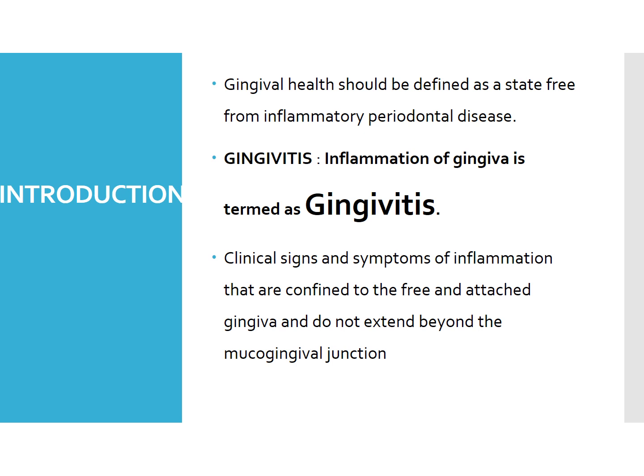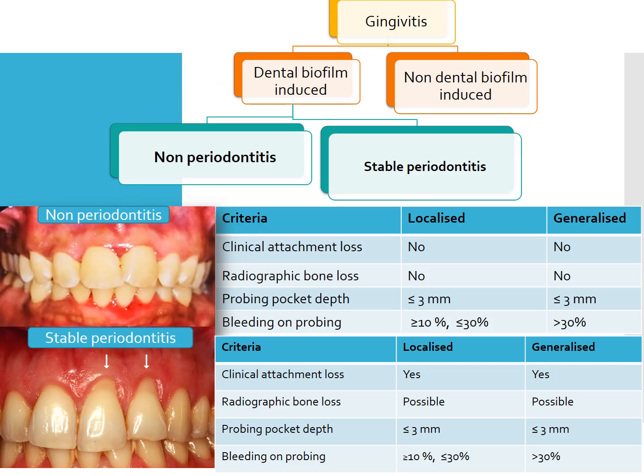Introduction. Gingival health should be defined as a state which is free from inflammation. So when there is inflammation of the gingiva, it is termed gingivitis. The clinical signs and symptoms of inflammation which are confined only to the free and attached gingiva, and not involving the mucogingival junction, are called gingivitis.